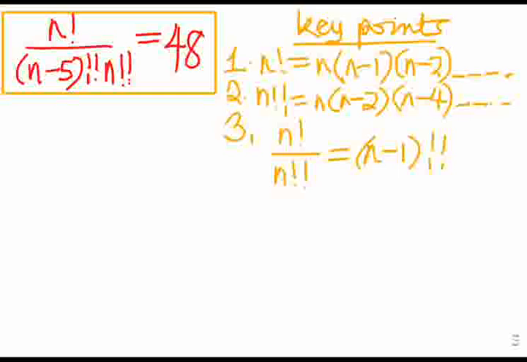Okay, now the third key point here is that n factorial over n double factorial is the same thing as what? N minus 1 double factorial. So let's go on to solve this question for n.